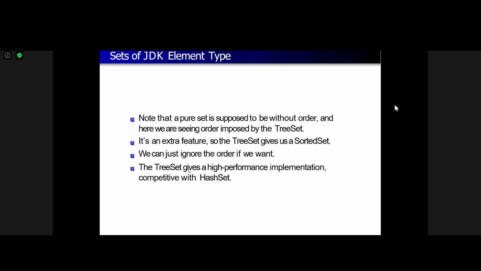So the tree set is a very good implementation, and of course hash set is even faster in some cases, but tree set is just a little bit slower. We'll look at the performance eventually. Any questions on that?